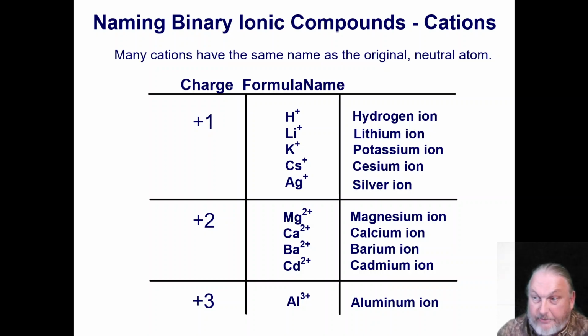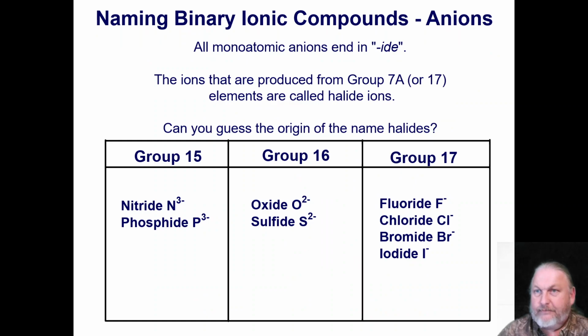So we have the hydrogen ion, H plus, lithium, potassium, cesium, and silver. And silver, just know that it's going to be 1 plus. There's no variation on that, but you just call it what it is. Easy. You've got the plus 2 cations: magnesium, calcium, barium, and cadmium, and the major 3 plus cation is aluminum, and it's aluminum, right?